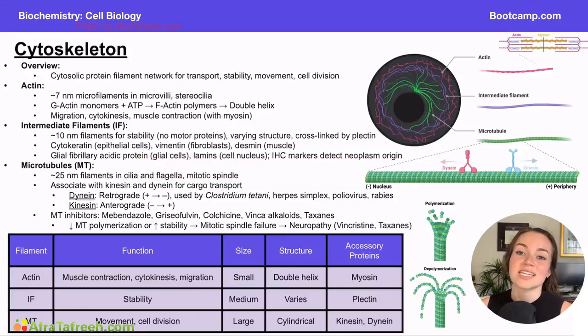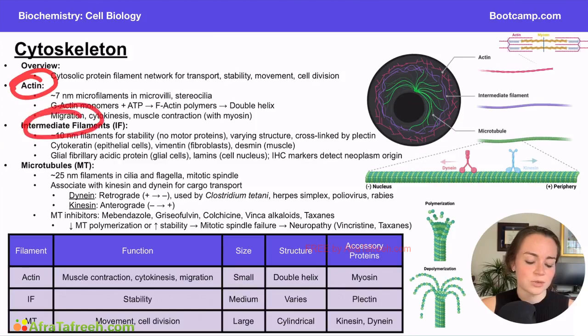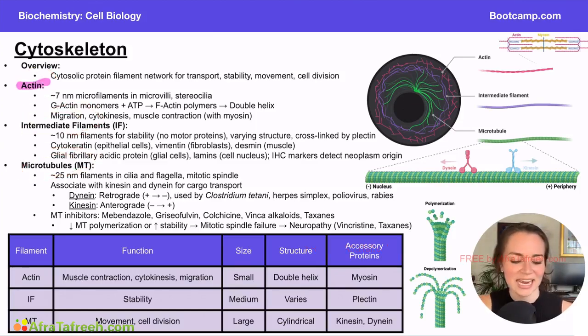So the cytoskeleton is a cytosolic protein filament network, and it has a variety of functions, namely transport, stability, movement, and cell division. And there are three different kinds of filament within the cytoskeleton. So we'll start with the smallest filament, and that is actin. These filaments are about 7 nanometers, and they're the central component of microvilli and stereocilia. However, you'll see them in a variety of different cell types.